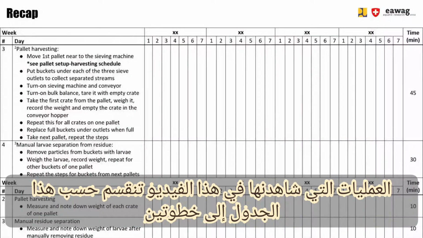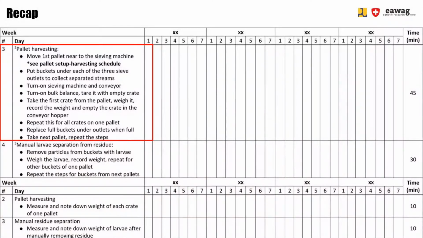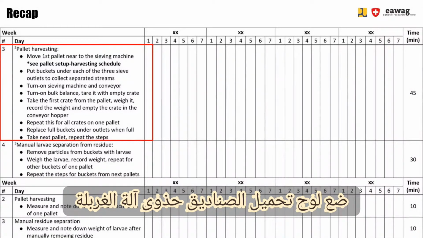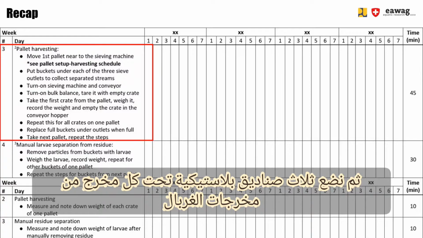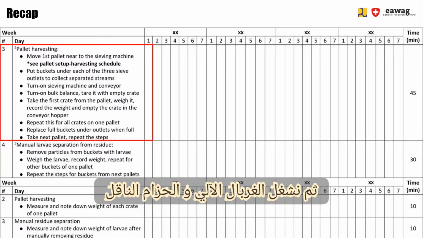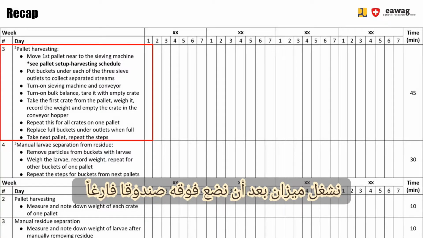So the operation that we just went through, as you can see in the checklist in front of you, was split up into 2 steps. The first step was the pallet harvesting, or the mechanical harvest. We there moved 1 pallet to the sieving machine, following the pallet setup and harvesting schedule that you found in the treatment module. Then we placed the buckets under the 3 outlets of the sieve. Then we turn on the sieve machine and the conveyor. We turn on the bulk balance and then tare the weight of 3 empty crates.